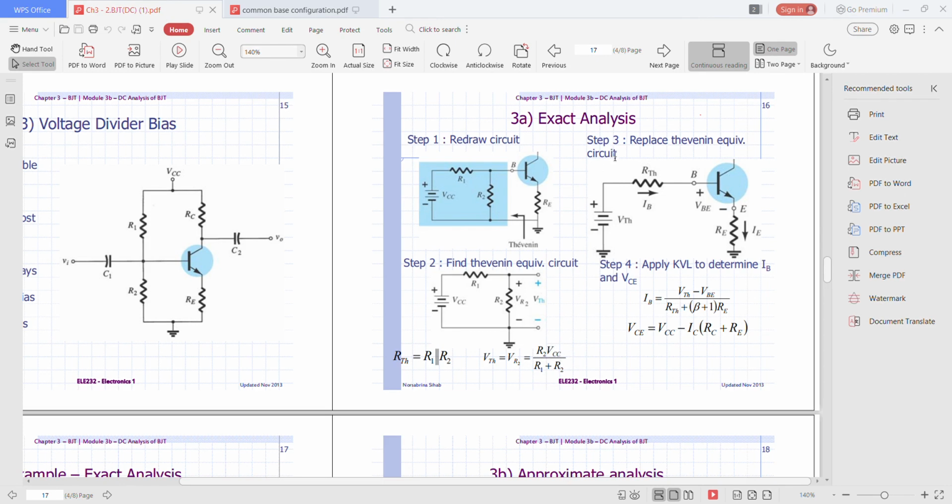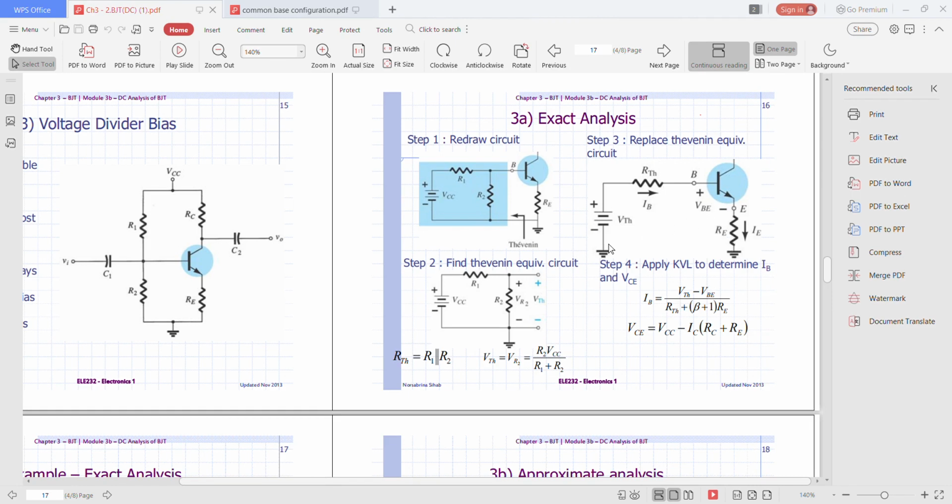Step 3 is to replace with the Thevenin equivalent circuit. After you have found RTH and also VTH, you have to redraw this circuit, the Thevenin equivalent circuit, and put in the values of RTH and VTH. Then step 4, apply KVL to determine IB and VCE. From the Thevenin equivalent circuit, you can find IB by using the loop equation here.